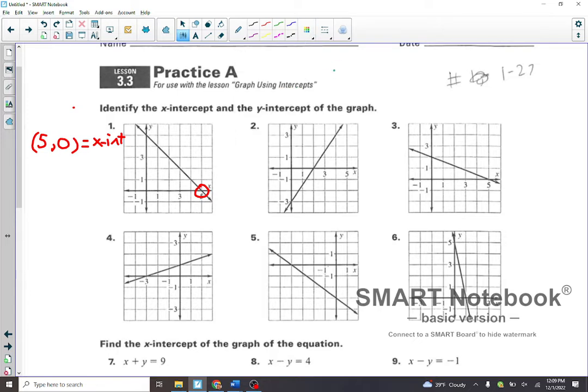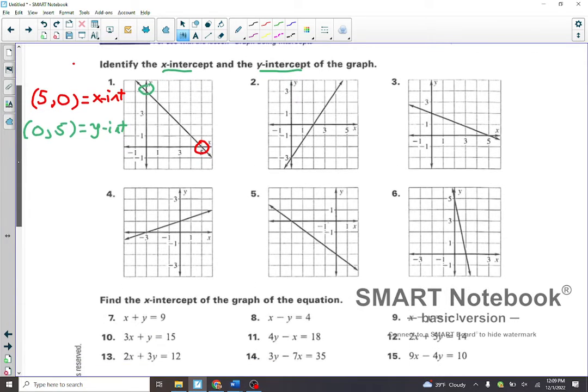While over here, this is where it hits my y-axis. It happens to be also 5. I'm going to write that as (0, 5). That's my y-intercept. So you tell me where it hits the x-axis, and you tell me where it hits the y-axis. That's what I mean by identifying the x-intercept and y-intercept. Up to 6 is the same kind of concept, so we're going to go down to 7.